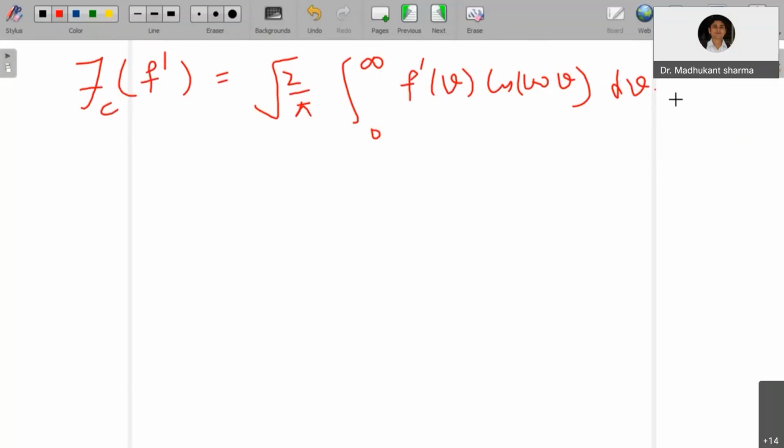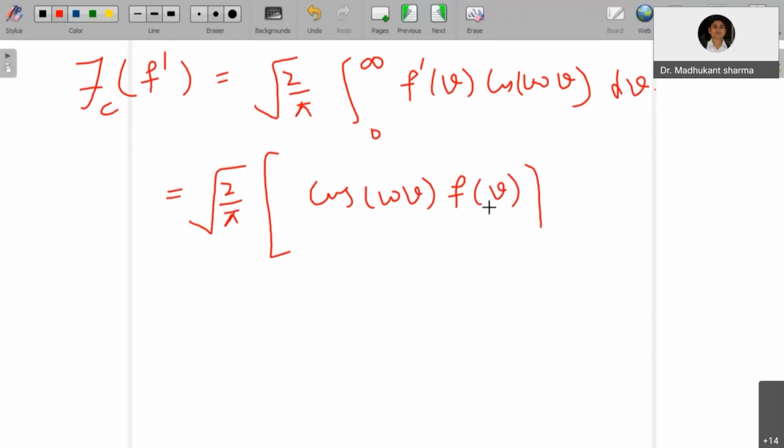Now, as I suggested, you may go for the product rule. So the first term and second term you have to choose. This is the integration of this term, cos of wv times f of v, from 0 to infinity. I'm just using this as a symbol; otherwise you have to put a limit.